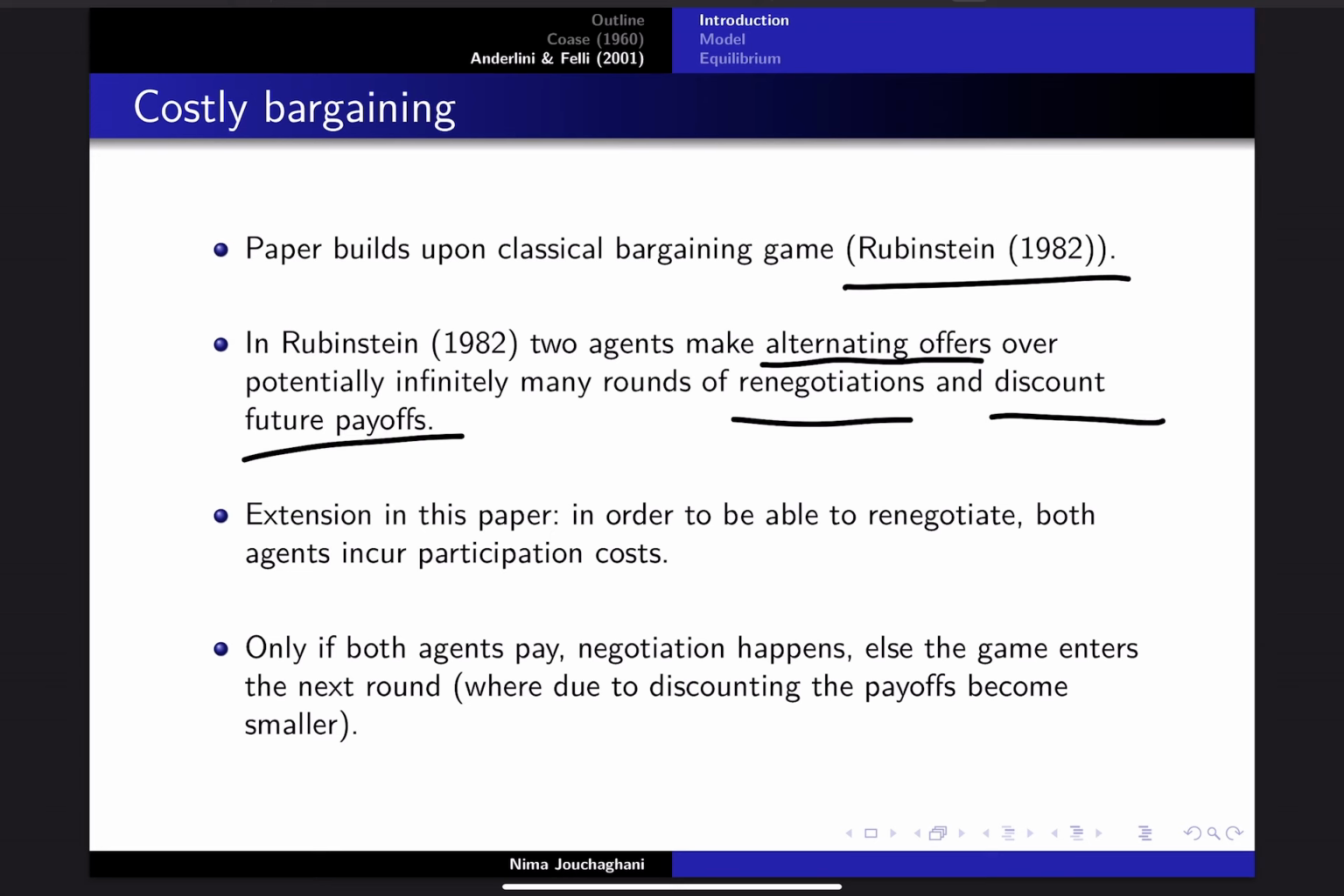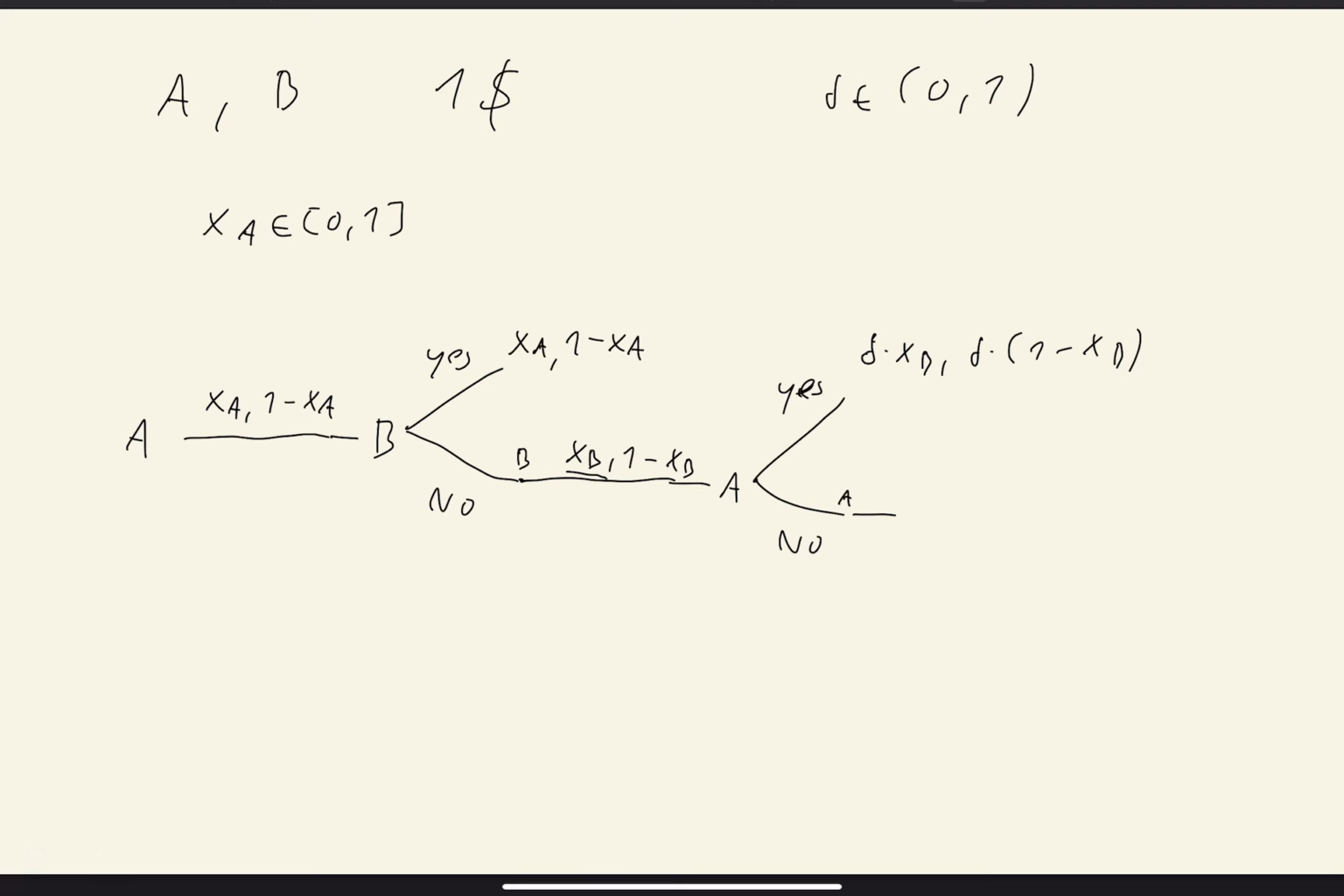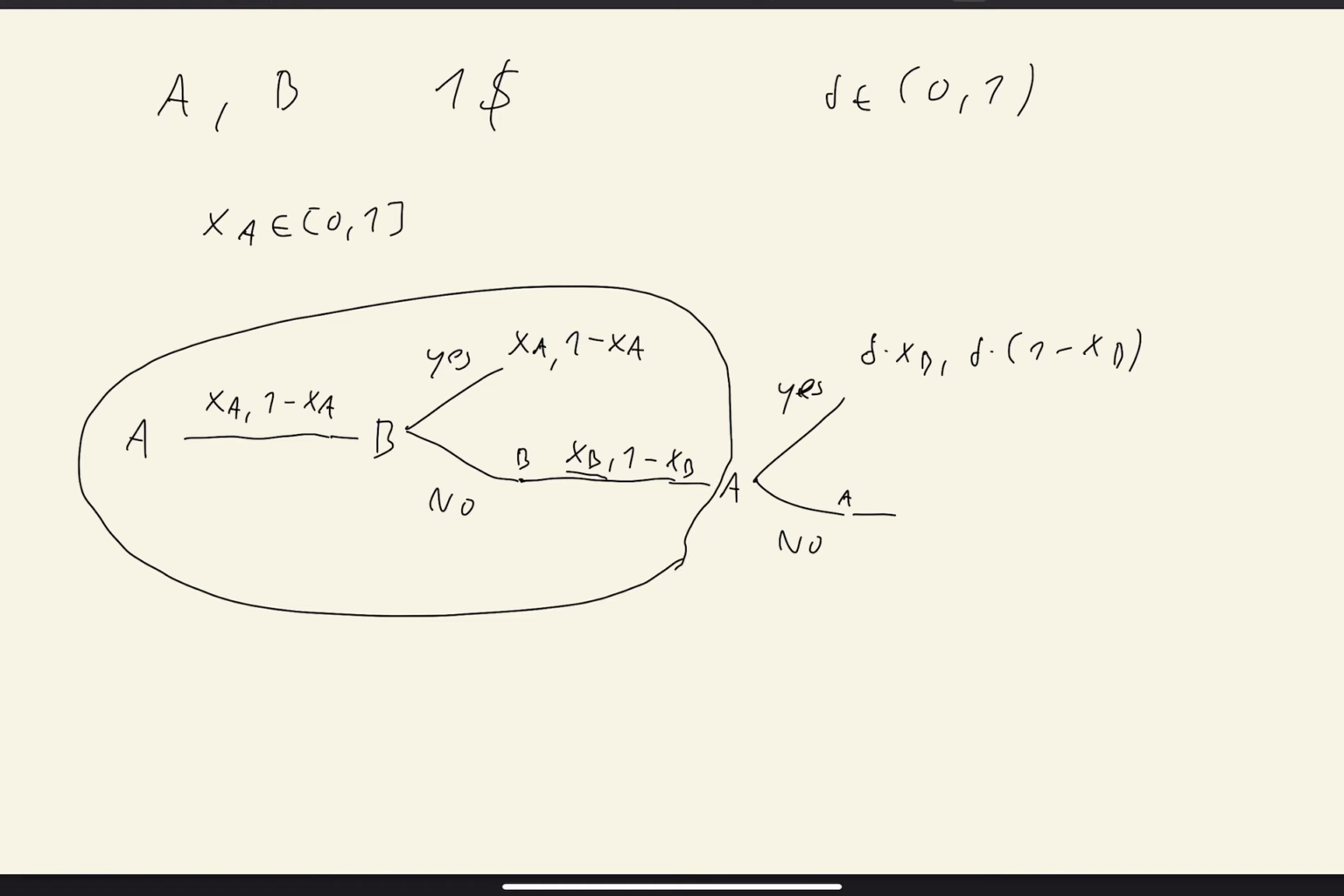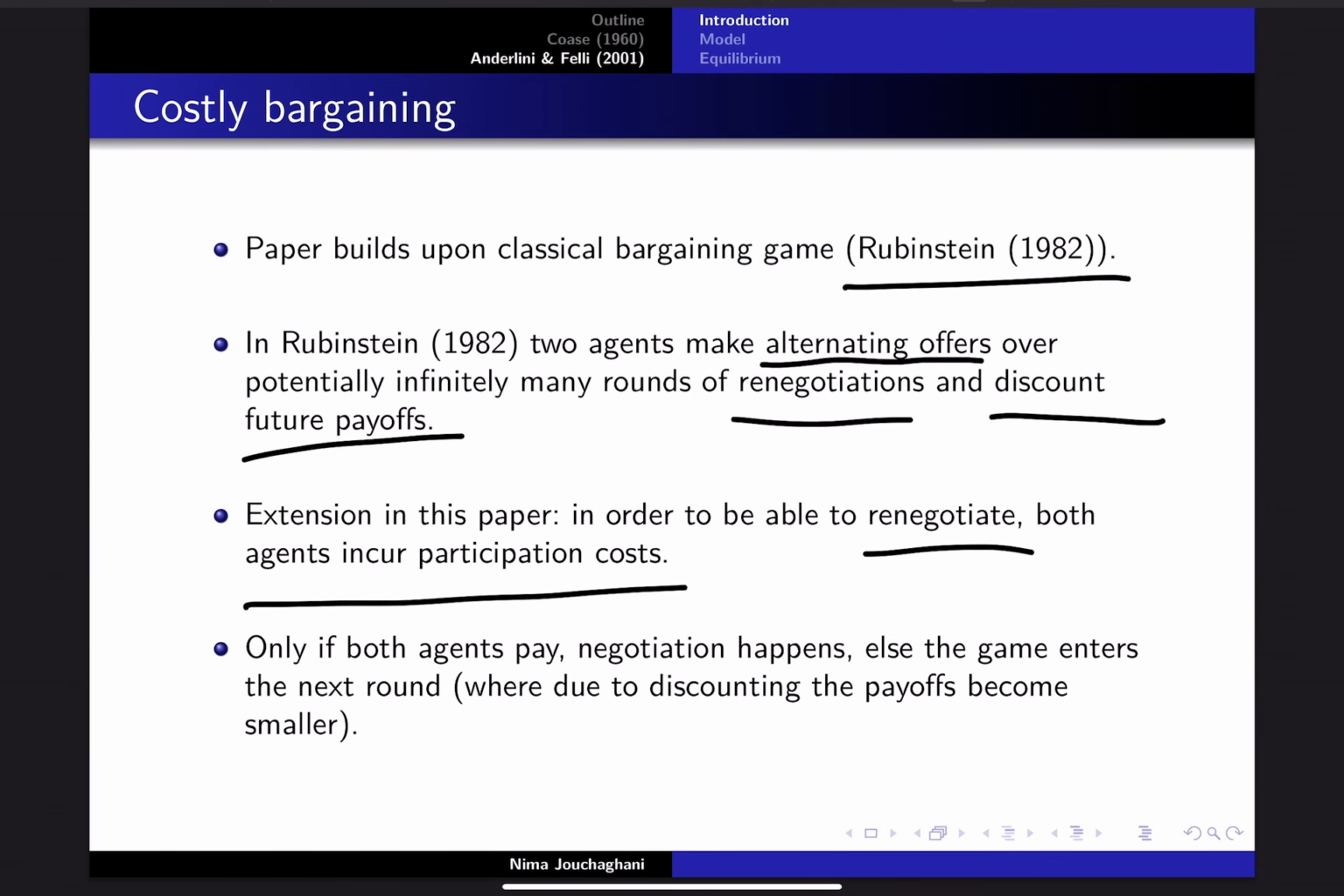The extension in this paper is that in order to be able to renegotiate, both agents incur participation costs. If one round of alternating offers is over, so A made an offer and B denied it, then both A and B need to pay some costs to reach the next round and make another negotiation. That's the main extension, because in the Rubinstein paper, reaching the next stage was costless. So only if both agents are paying does negotiation happen; else the game enters the next round immediately without any negotiation.